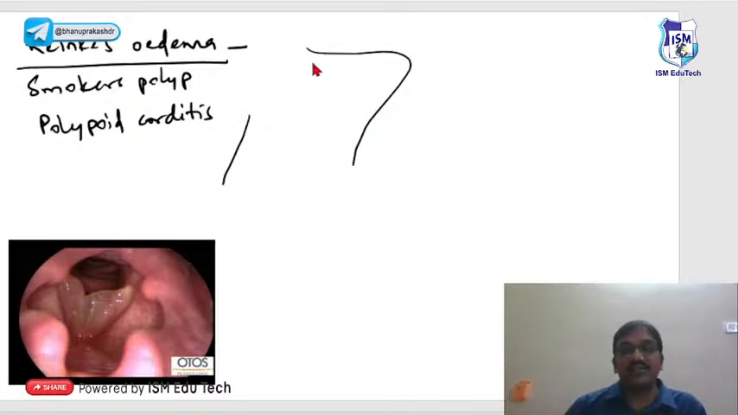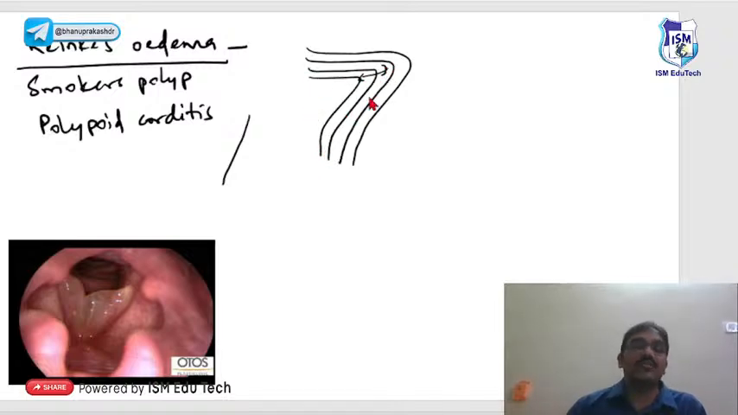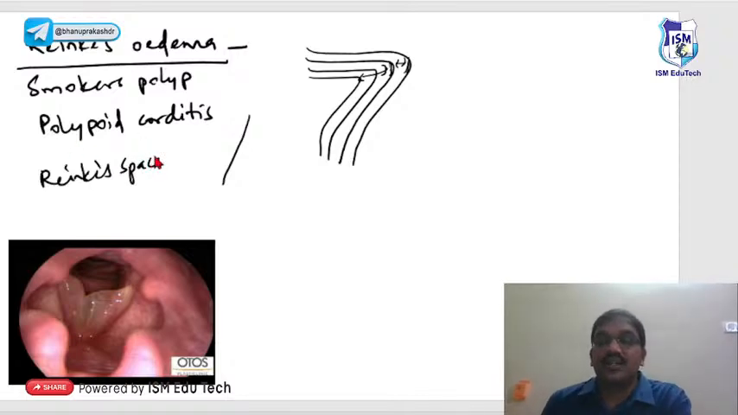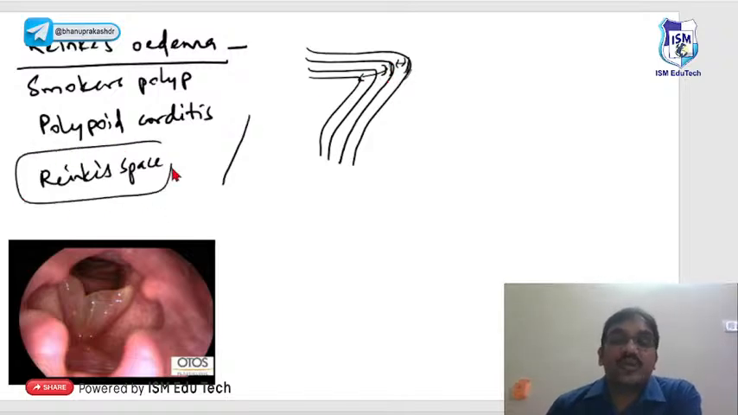There are five layers in a vocal cord: the outer epithelial layer and the inner lamina propria having three layers. So there will be three layers of the lamina propria. This entire thing is the lamina propria. The space between this lamina propria and the epithelial layer is the Reinke space. So what exactly is the Reinke space? It is the space between the epithelial layer and the lamina propria.